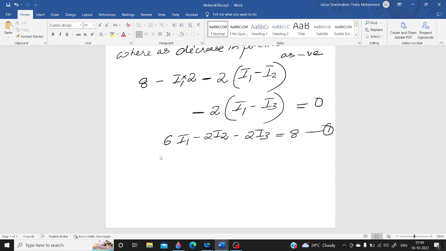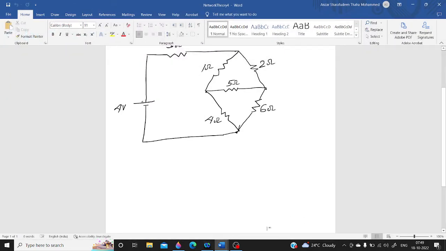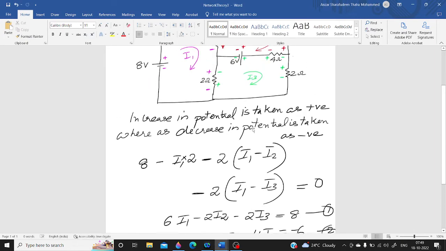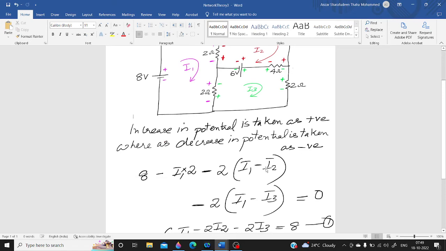So the second mesh equation is minus 2I1 plus 8I2 minus 4I3 is equal to minus 6, and this is equation number 2. And now we have to solve for one more mesh, and actually that is the third mesh.